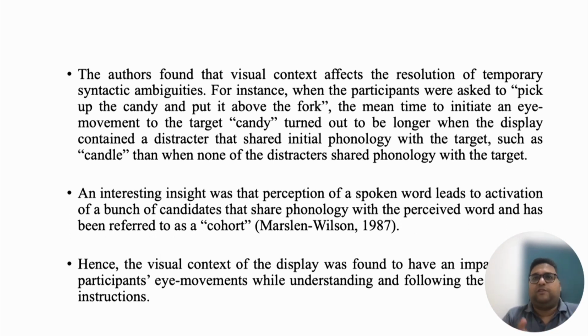Suppose that distractor object shares the initial phonology with the target object. So suppose one of the objects is candy, the other object is candle. When the participants are trying to follow these instructions, they will actually take a little bit more time. This extra time will basically be indexed in terms of the confusion or the ambiguity that has been created. However, if there is no such object, say for example one is candle, the other is fork, the other is tablet, the other is bottle, now you can see among these four objects there is no confusion. None of these objects share initial phonology, and therefore the confusion will be much less.